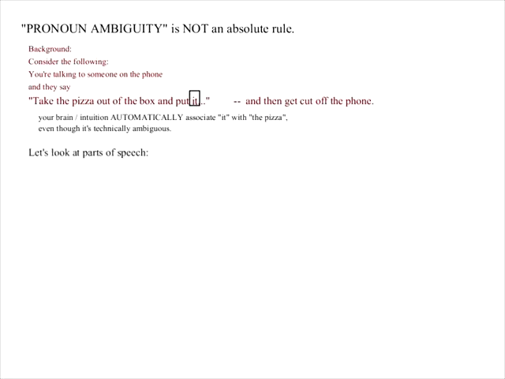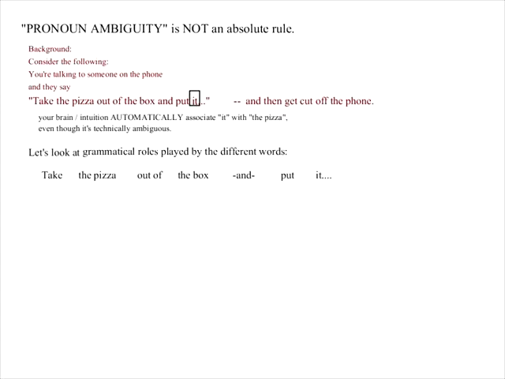Let's look at parts of speech here. Okay, take the pizza out of the box. And then and is a conjunction. Put it. Okay, let's analyze. So it's not so much parts of speech. Let's look at grammatical roles is probably a better way to say this. Let's look at grammatical roles played by the different words.